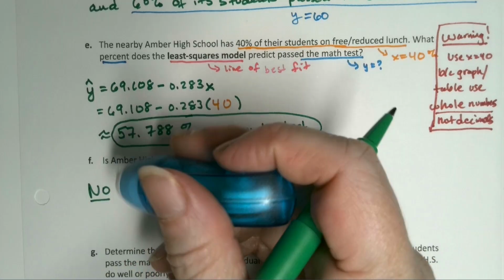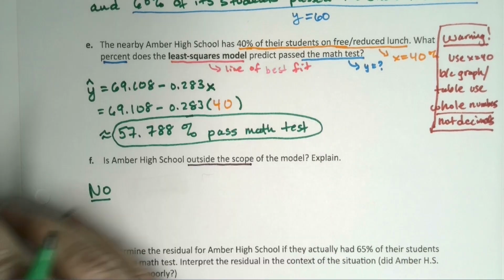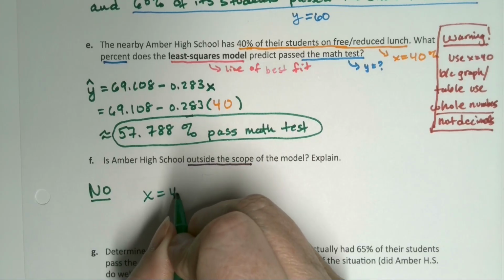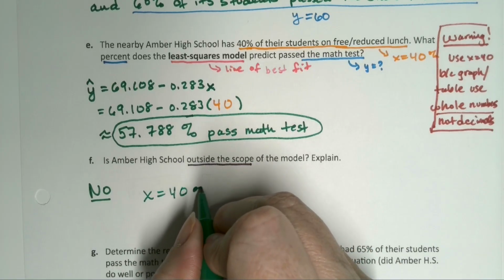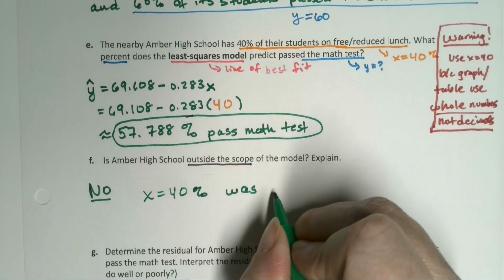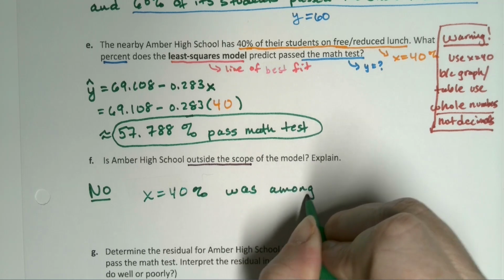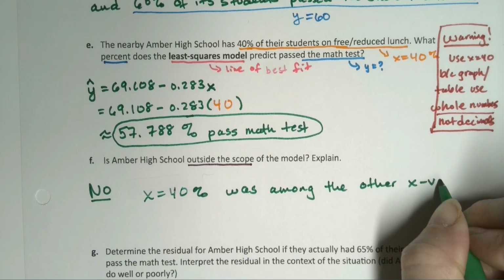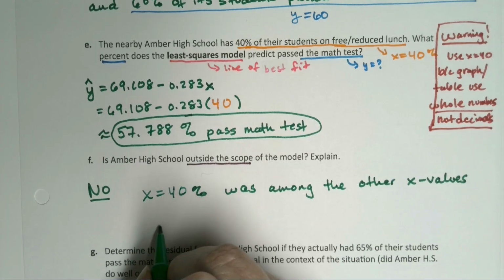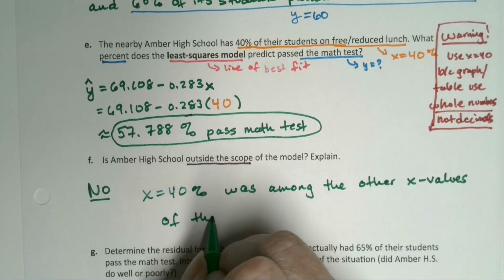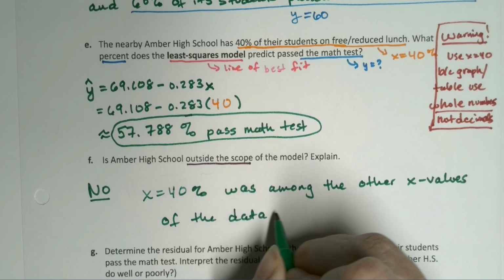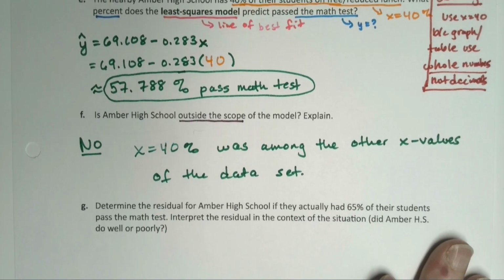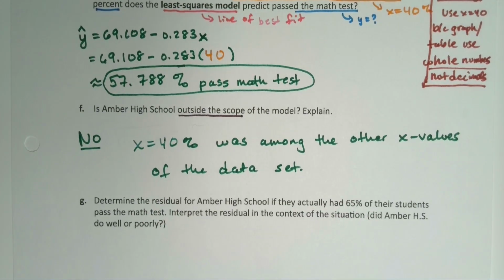Actually, let me write x equals 40. Percent was among the other x values of the data set. Right? It was in and among them. It was not separate from them. It was not off on its own.